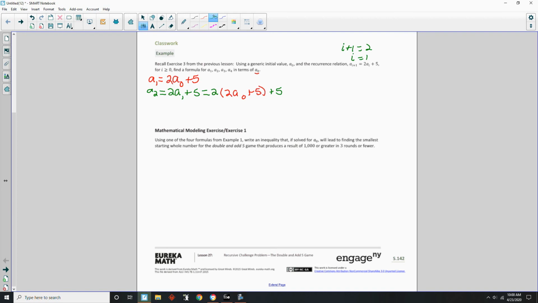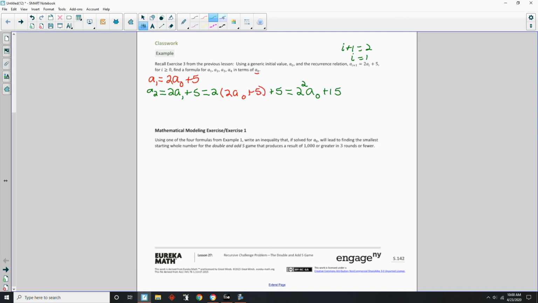Okay, so now we need to distribute. This would be 2 times 2, but we're going to represent that as 2 squared. 2 times 2 is 2 squared a sub 0. And then 2 times 5 is 10, plus this 5 is plus 15. So a sub 2 is 2 squared a sub 0 plus 15.